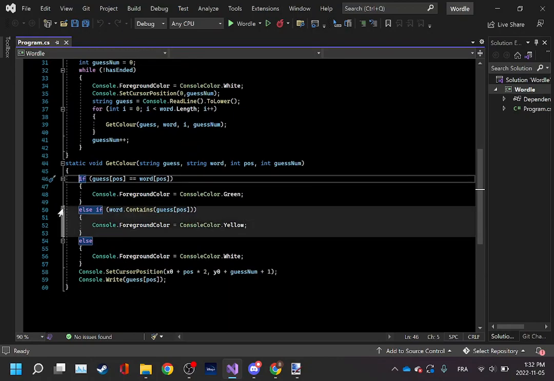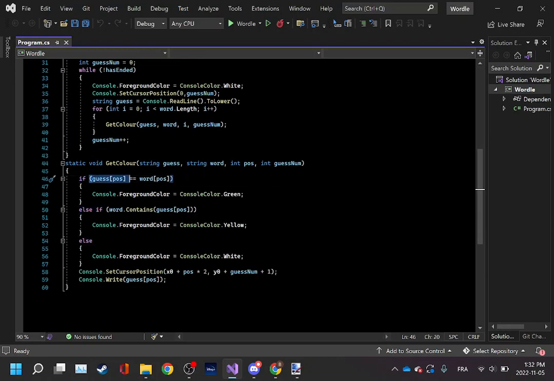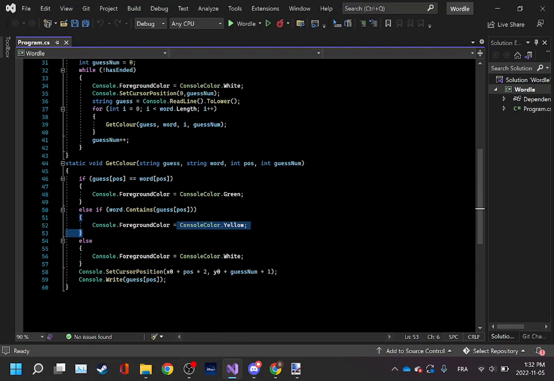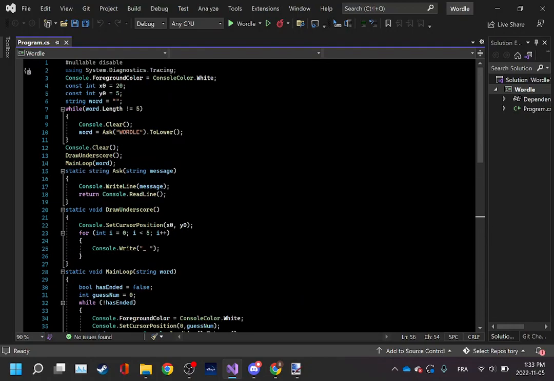Yeah, this is where I check. If it's at this exact spot, put it green. If it's in the word but not at this exact spot, put it yellow. Otherwise, put it white. Why did I not put it gray? It's because the console has a black background, which would be difficult to read. Yeah. So let's try it out.